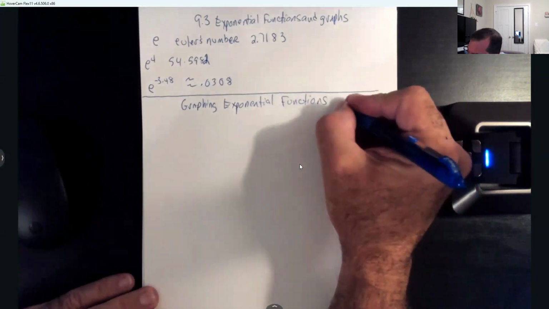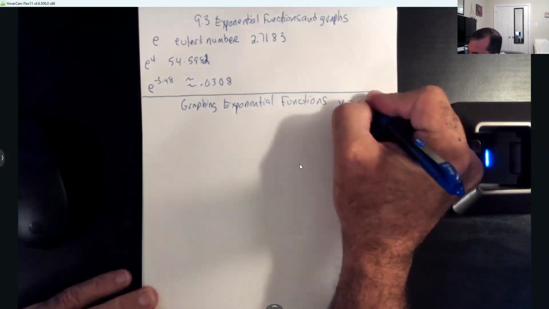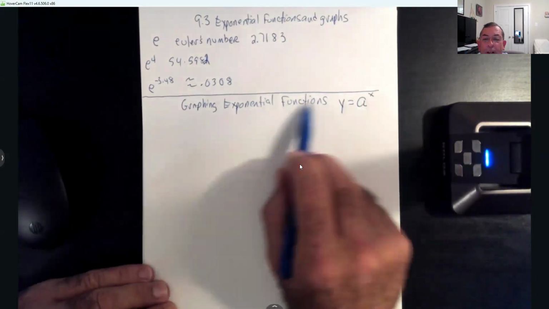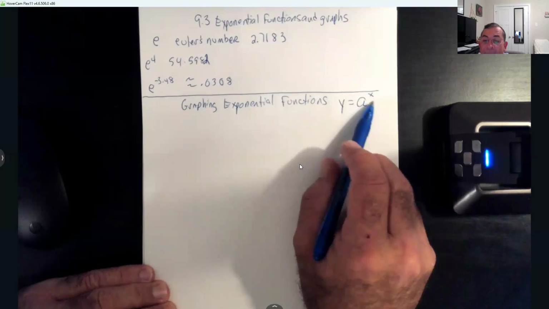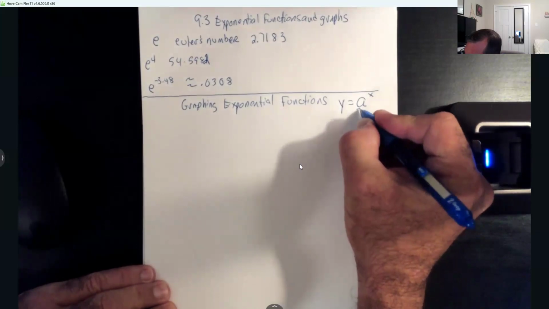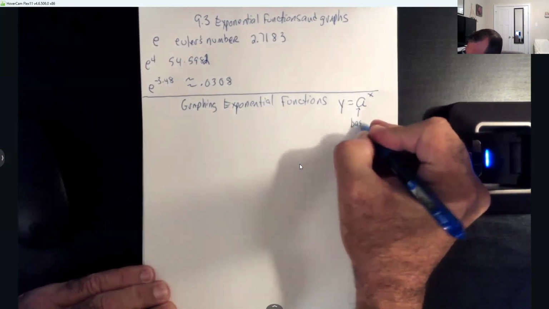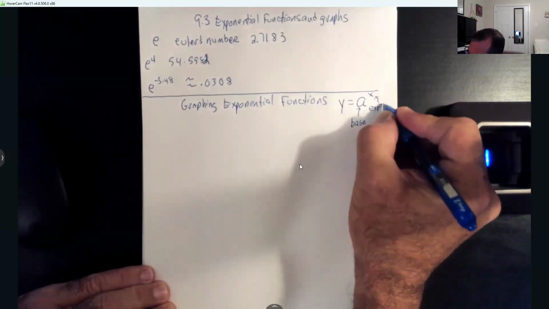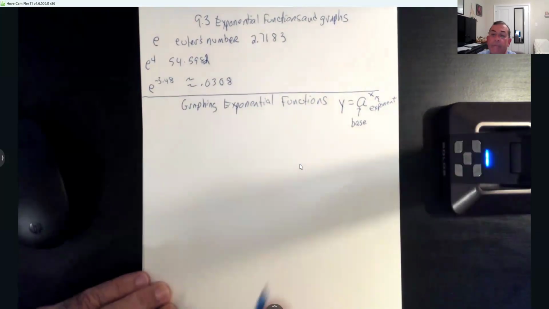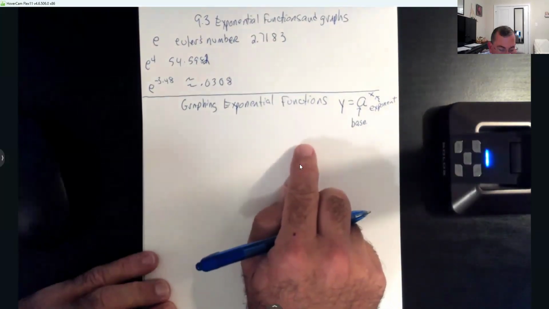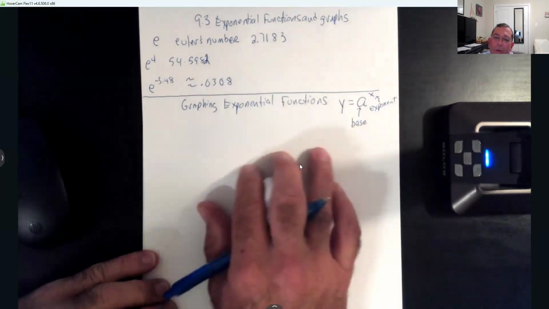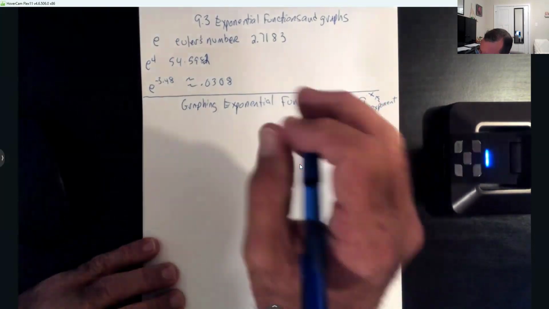All right, so those will look like this. y equals a to the x. So on exponential functions, your variable is the exponent, okay? So the a, we call that the base. And then remember, that is our exponent. Okay. So there's a few things about exponential functions.